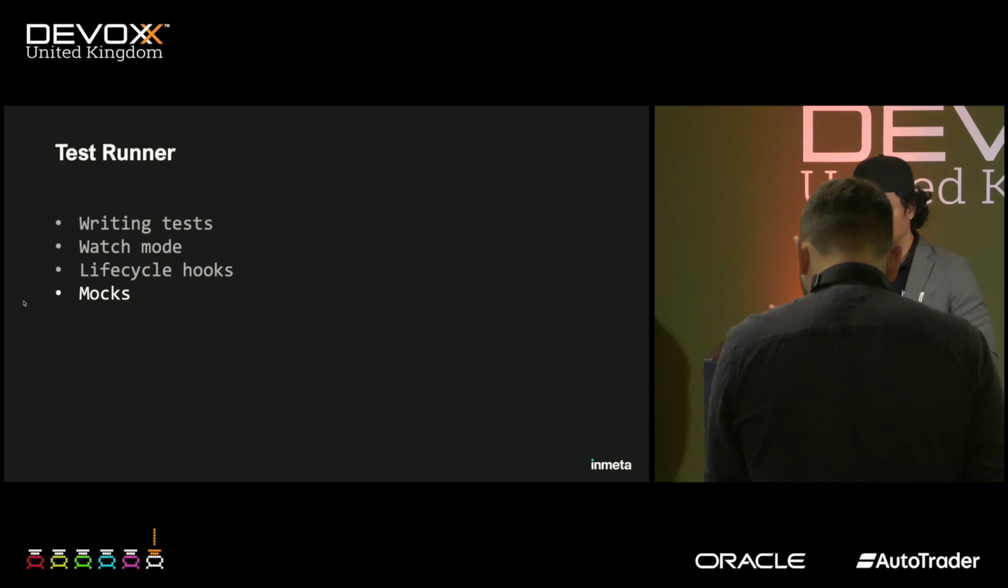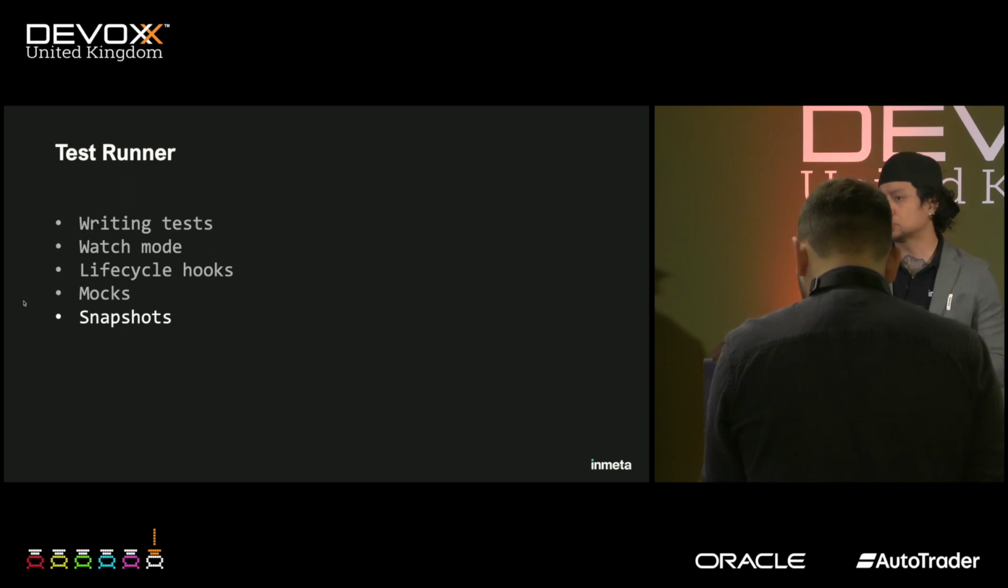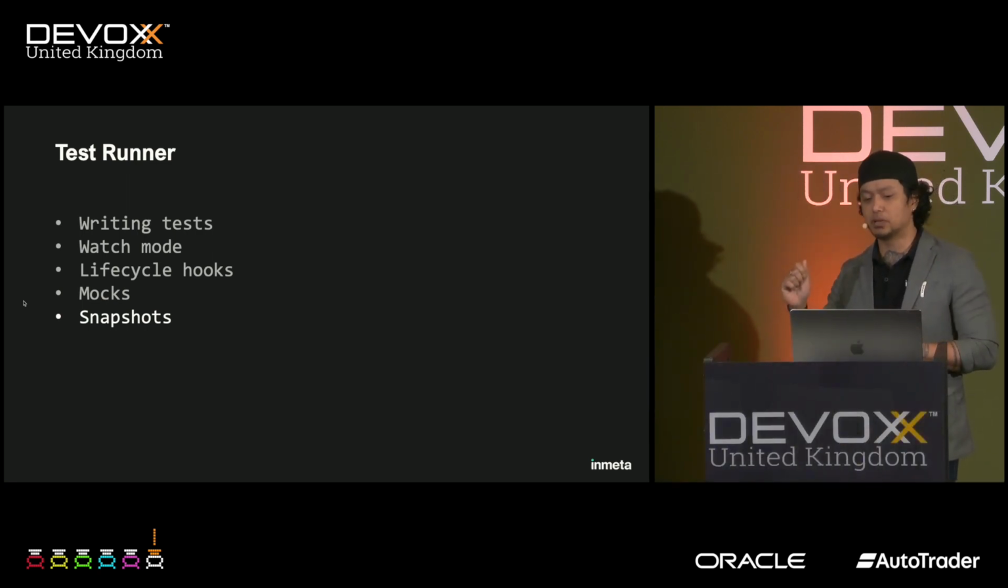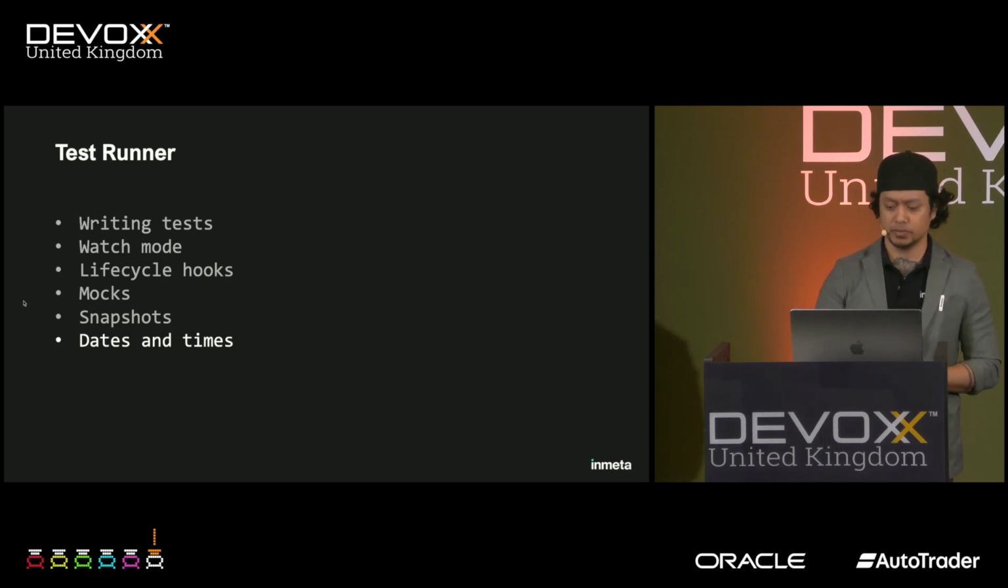Create mocks with mock function, right? Like this. What else? Snapshots. You can capture the state of a web page at a specific moment during testing, and through snapshots it lets you also change what time it is in your tests by using set system time.